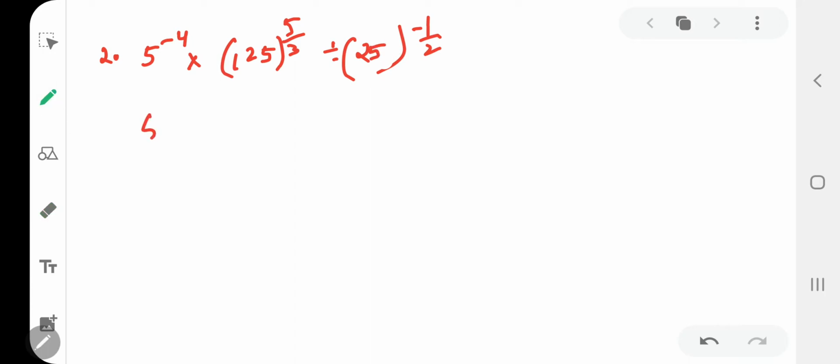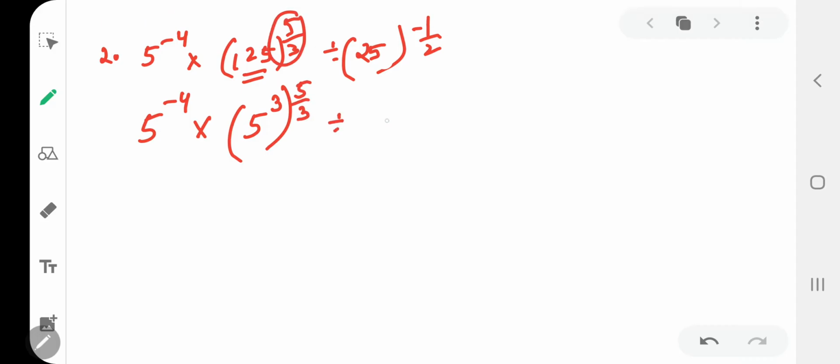Dear kids, 5 raised to minus 4 I will keep as it is. 125 I'll make it 5 raised to 3, and this 5 upon 3 will be here. Divided by 25, can I make it 5 raised to 2? And this minus 1 upon 2 will be here.